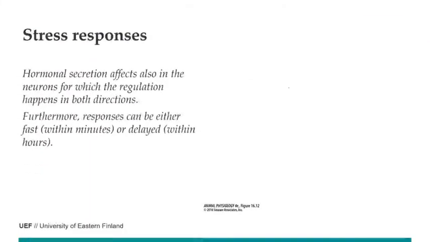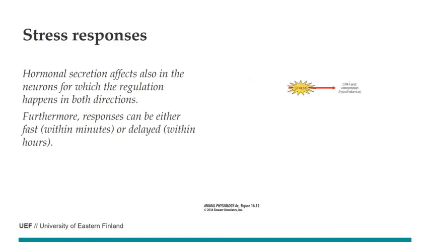So let's have a close look at the regulation of stress responses. We already know that corticotrophins were doing something with the stress response, and there was a negative feedback, so the hormonal secretion also affects the neurons, and the regulation is happening in both directions. Furthermore, we might guess that the responses can be fast, within minutes, or delayed, within hours.